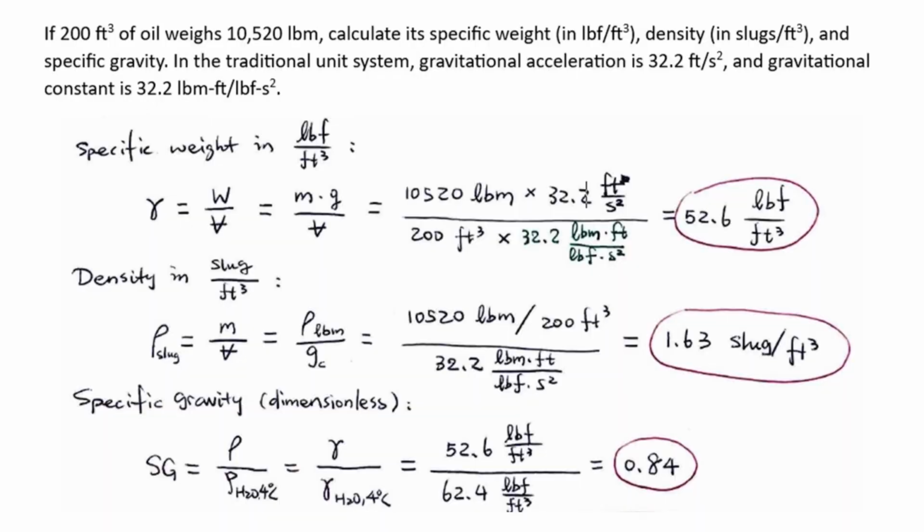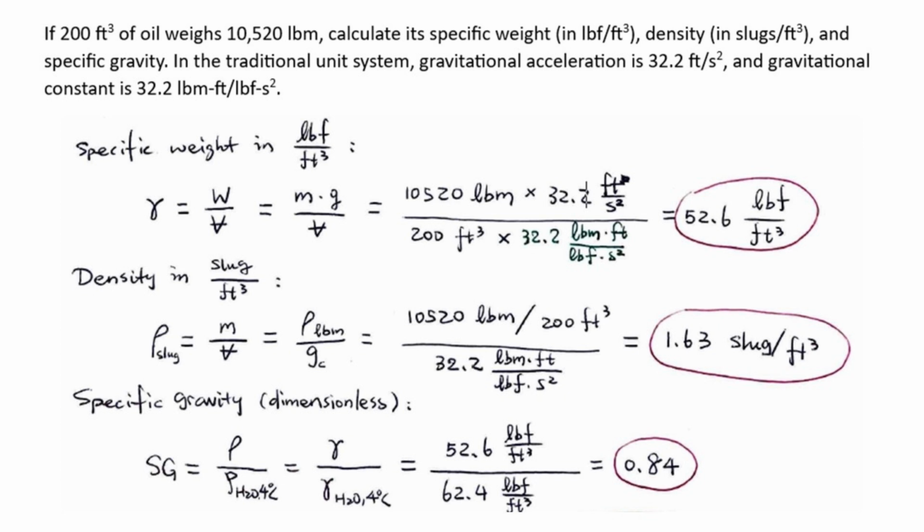Solution. First, let's talk about the specific weight in the unit of pound force per cubic foot. The definition of specific weight is weight over volume. Weight is mass times gravitational acceleration. That is, weight is 10,520 pounds mass times gravitational acceleration 32.2 feet per square second. However, we must be aware of the unit here. Unless we apply the gravitational constant 32.2 pound mass feet per pound force square second, the specific weight won't be in pounds force per cubic foot automatically.